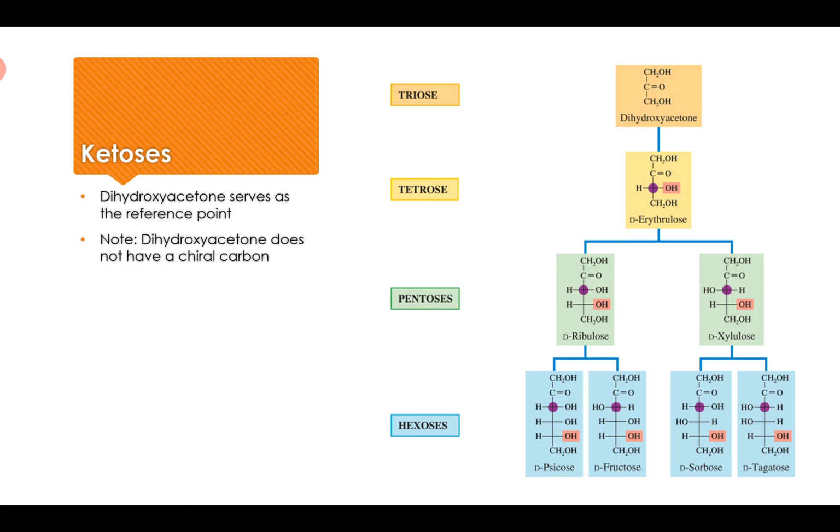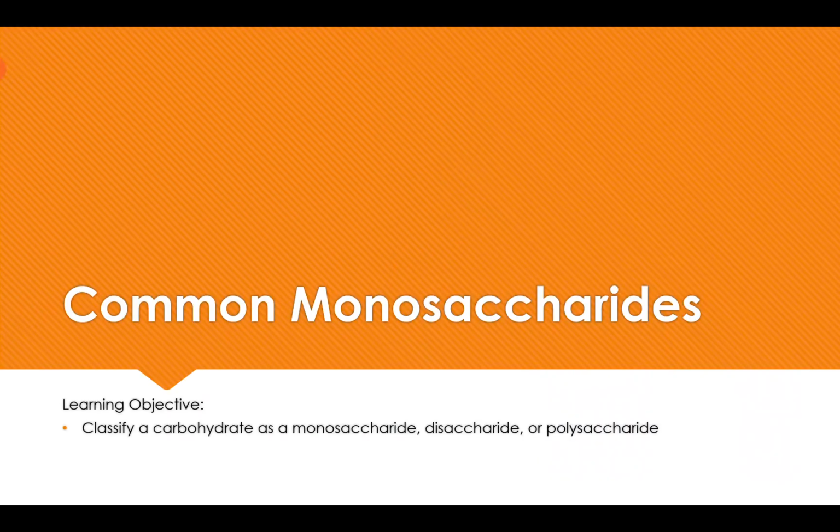Here's the same sort of figure with the ketoses. Ketoses, remember, they start with the ketone at carbon number 2, and so the tetrose is the first one that has the chiral center, and then after that, the number of possibilities goes up double each time.